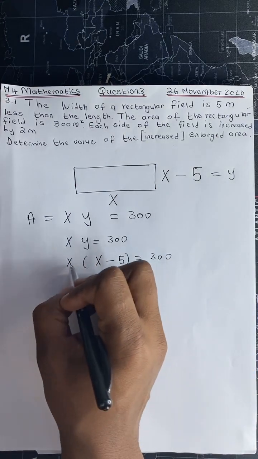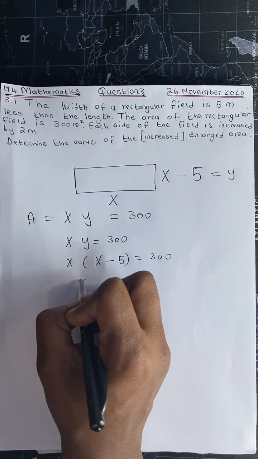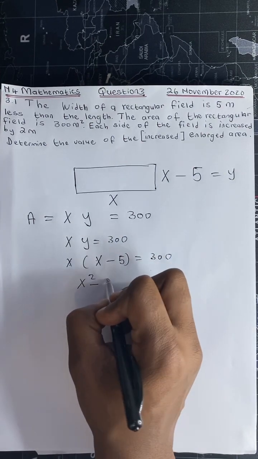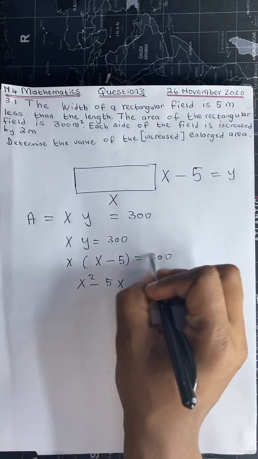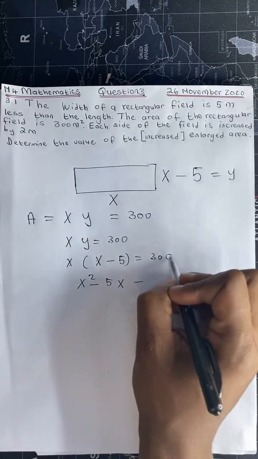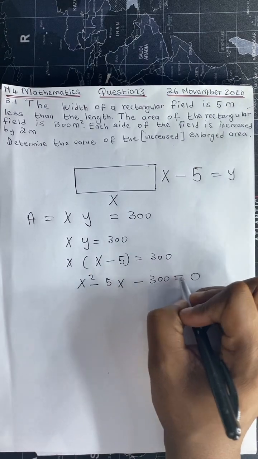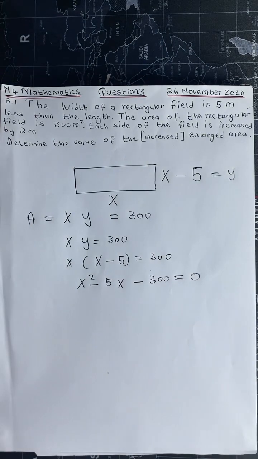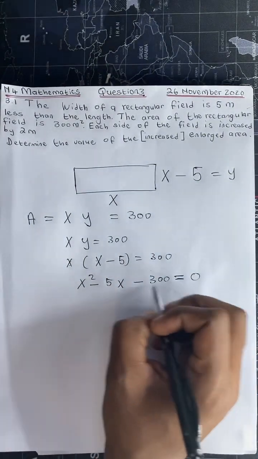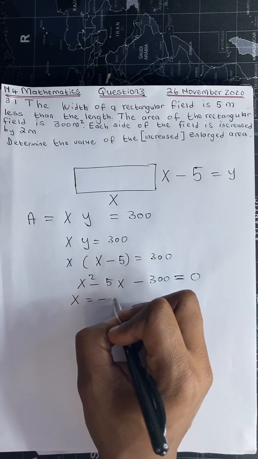So we distribute the x inside the parentheses, so x multiplied by x will be equal to x squared, and x multiplied by negative 5 will be equal to negative 5x. We take this 300 to the left, it's going to change sign from positive to negative 300, and we will be left with 0 on the right hand side. So to solve this, let's use the quadratic formula.